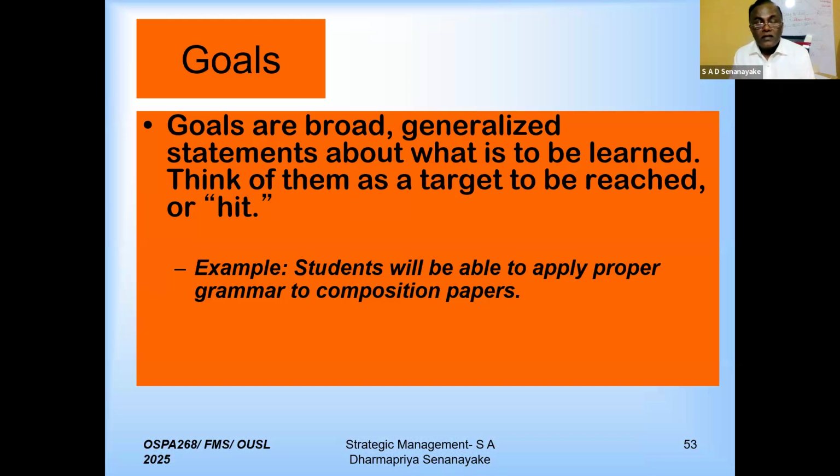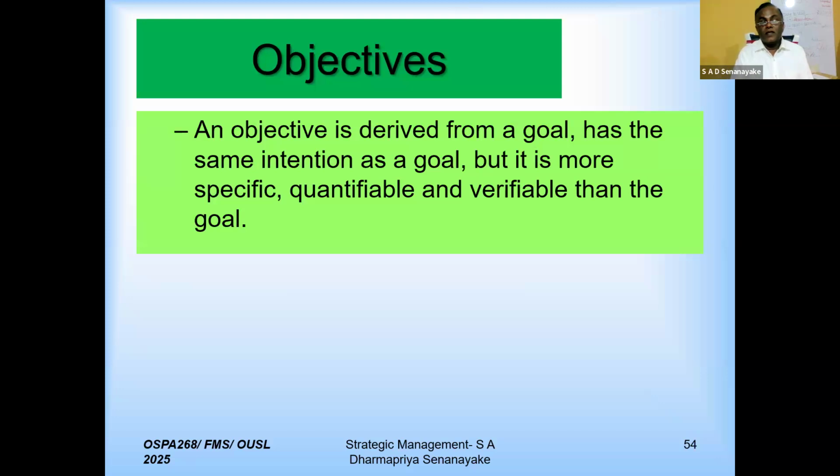Okay. See the example: students will be able to apply proper grammar to composition papers. Does it address these things? Goals, time frames. So objectives are derived from goals. And compared to goals, objectives are more specific and quantifiable. Okay, this is what we achieve. Sometimes objectives are set by the top management and we are asked to follow them and try to achieve them.